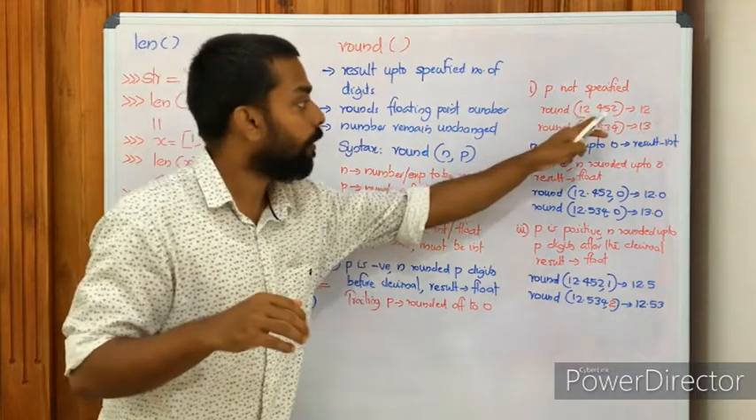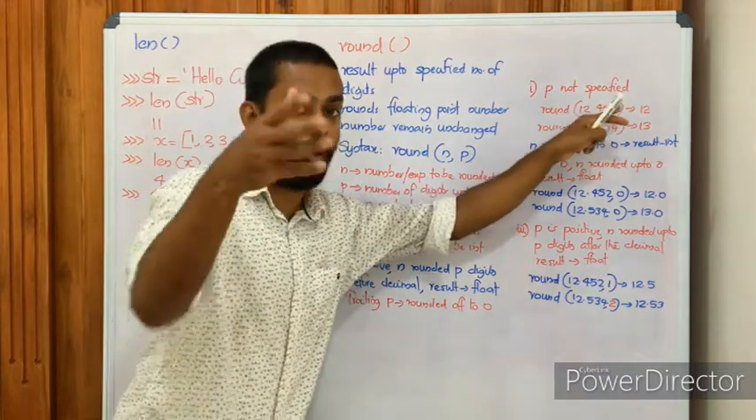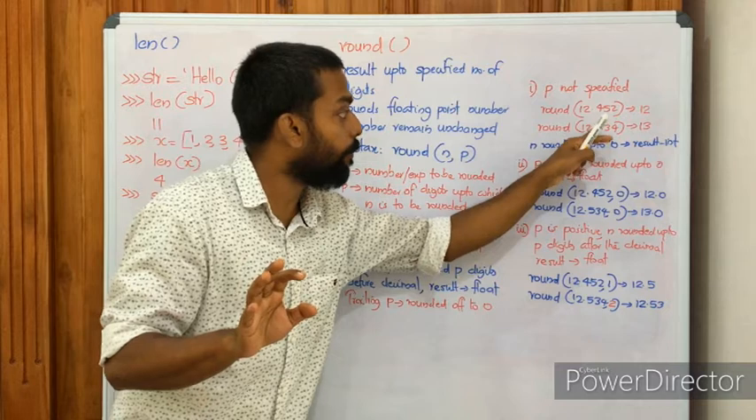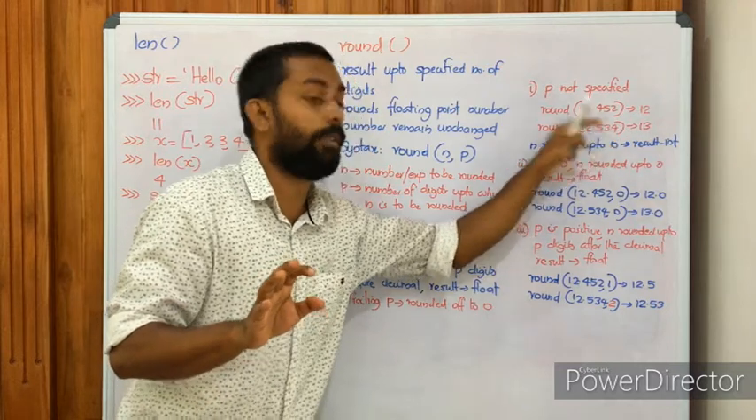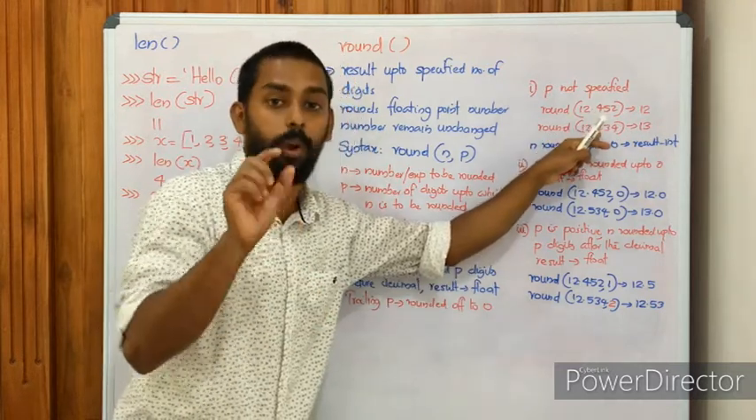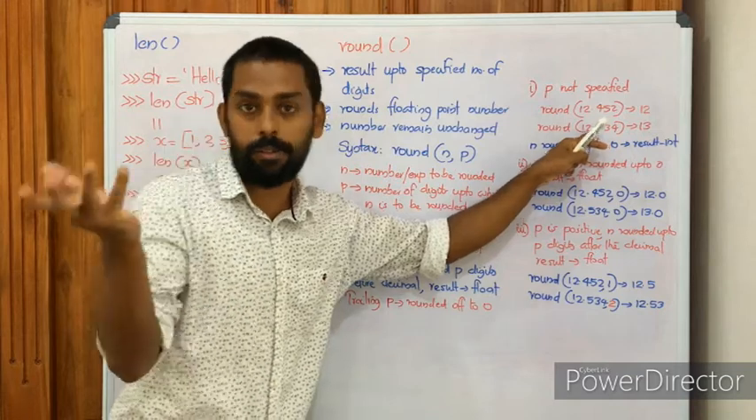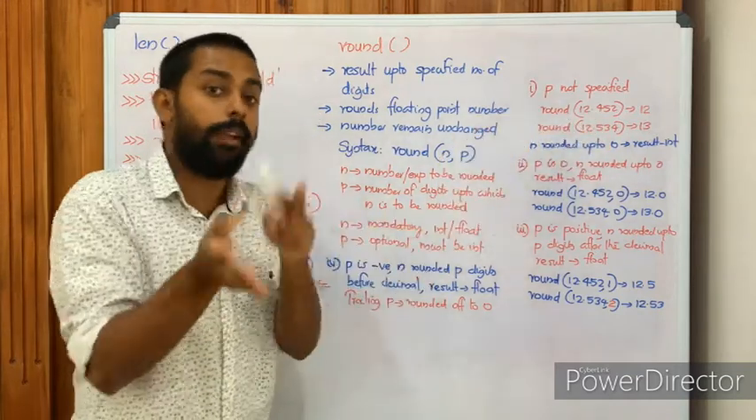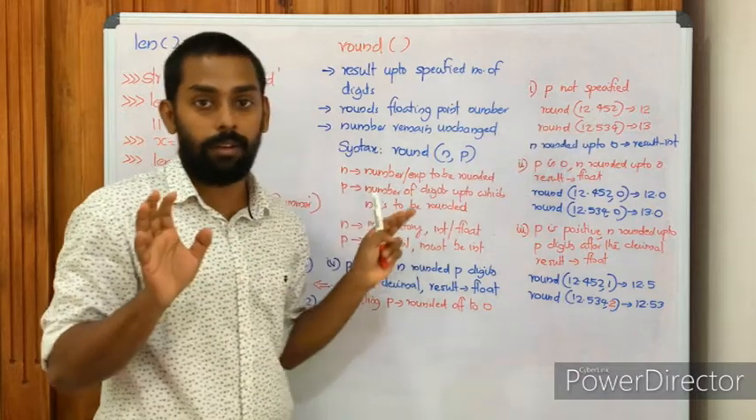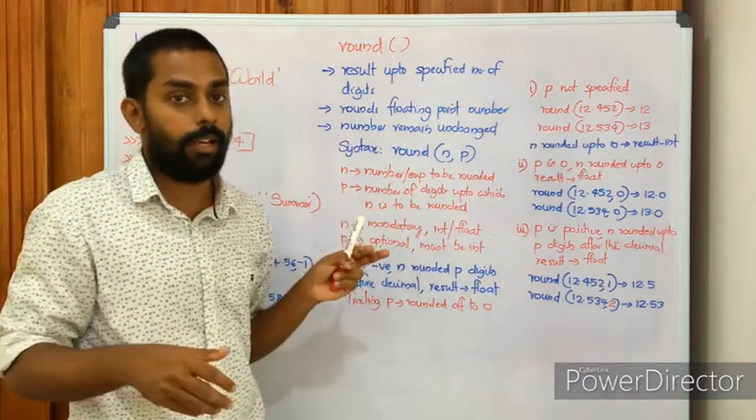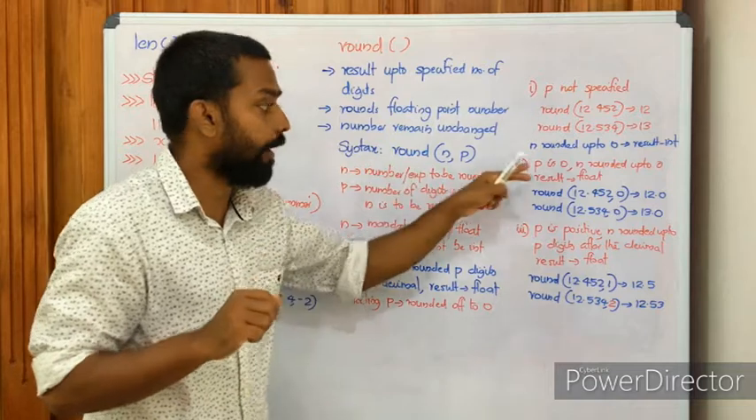Here we could see 12.452 will be rounded off to 12. But 12.534 will be rounded off to 13, because here comes 0.5. It will be added to the integral part 12, and it becomes 13.